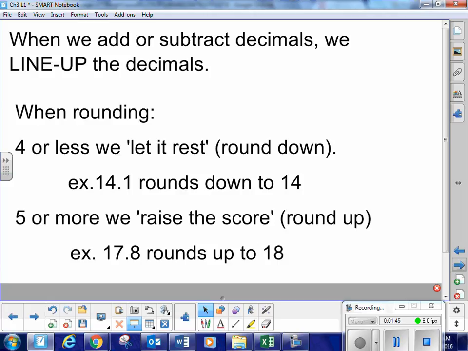When rounding 5 or more, we raise the score. In other words, we round up. As an example, 17.8, again rounding to a whole number, rounds up to 18. So we look at that first decimal place, the tenths place, and we round it up to 18. You should write that down into your journal. Take a moment, pause this video, and write everything down here.